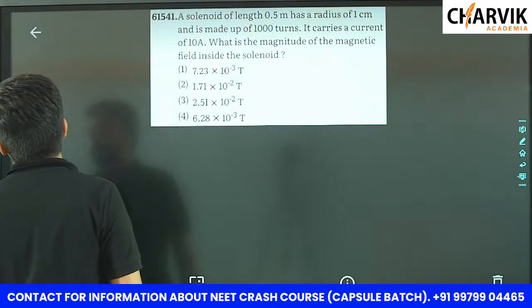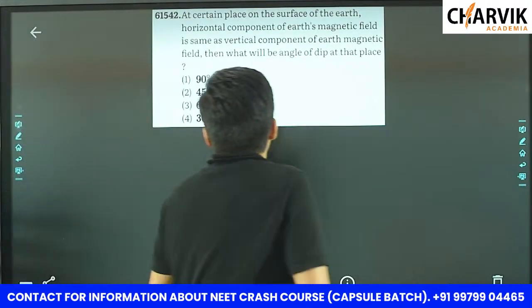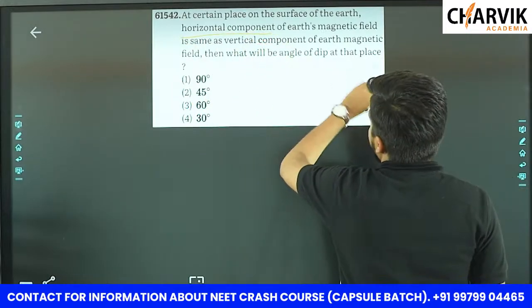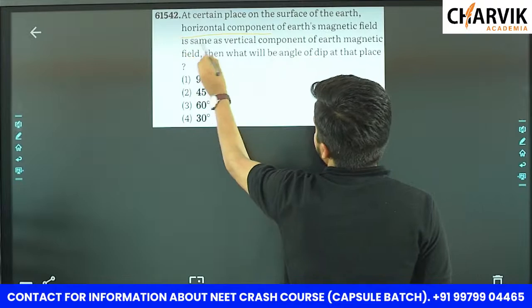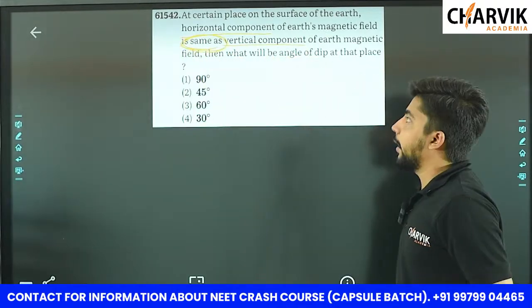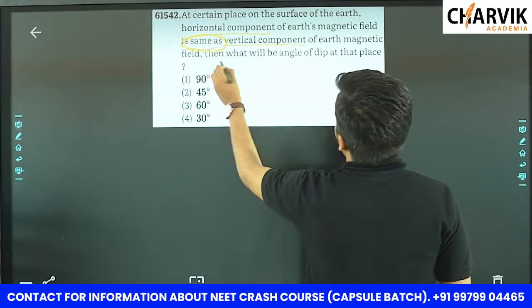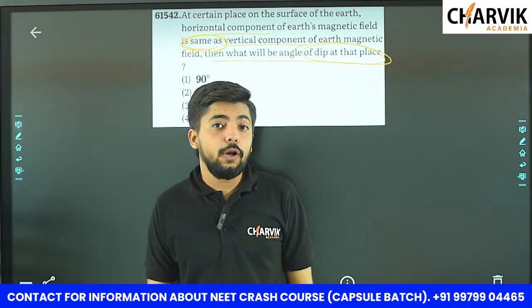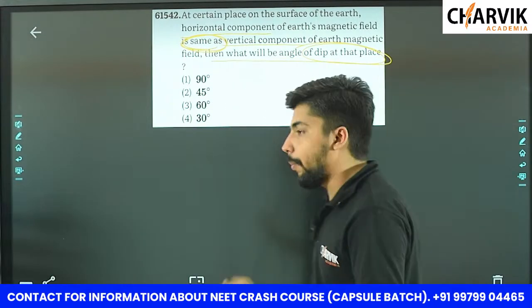Okay, so the next question. At a certain place on the surface of the earth, the horizontal component of the earth's magnetic field is the same as the vertical component. What are they giving? The horizontal and the vertical components of the earth's field are the same. Then what will be the angle of dip at that place?